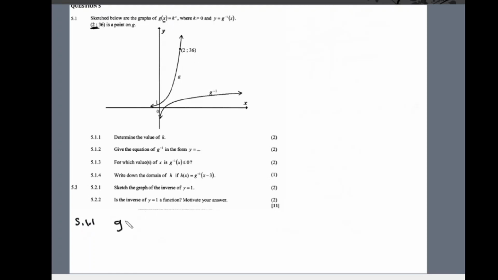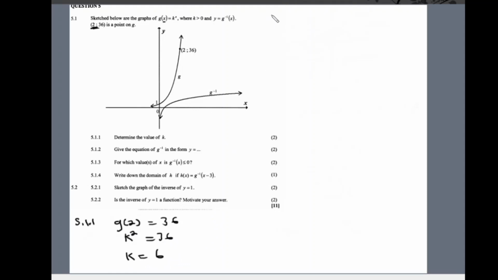So if x is 2, y should be 36, right? Meaning when you substitute 2 where you see x, you should get 36, right? And then taking this positive square root of 36, you should get that k is equals to 6, right?